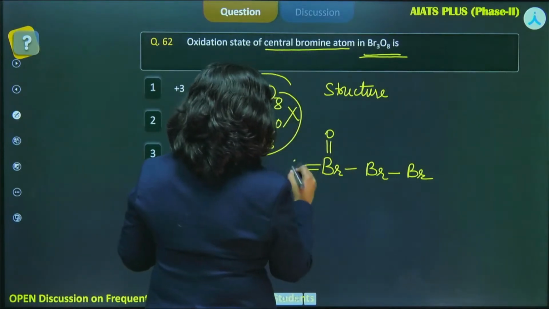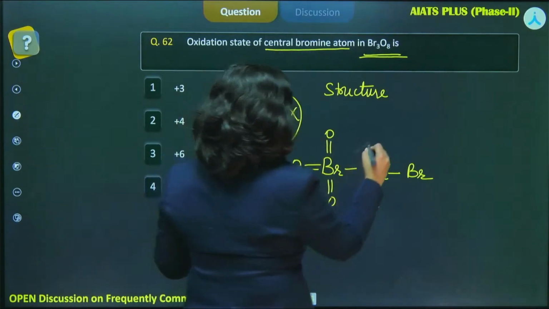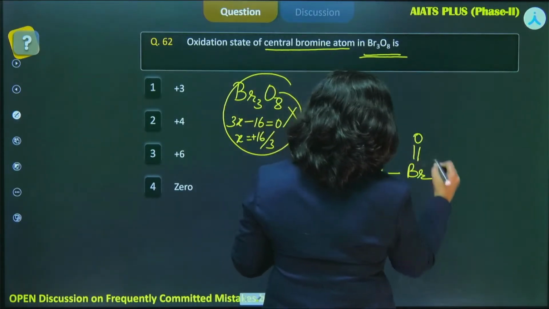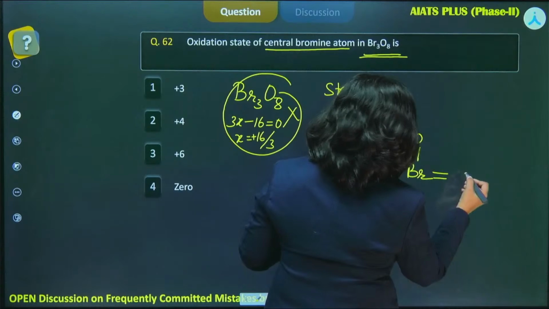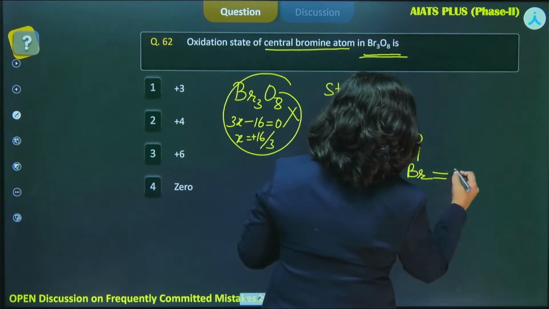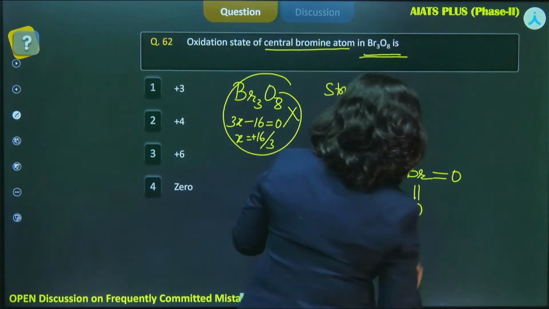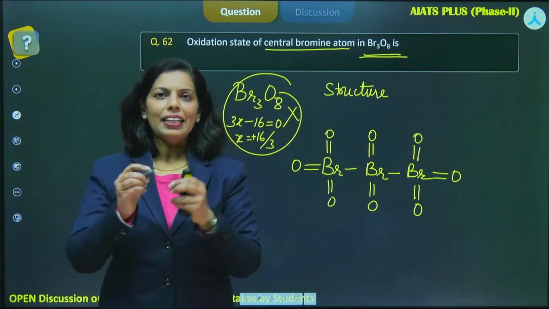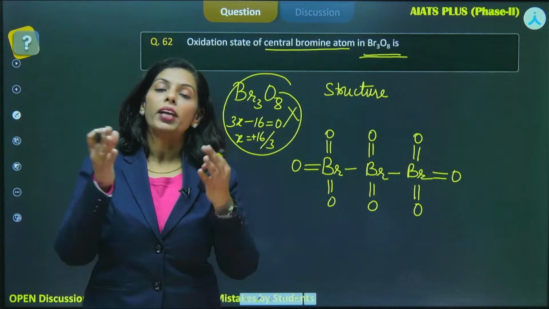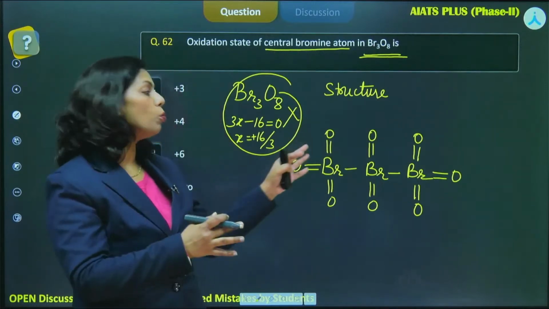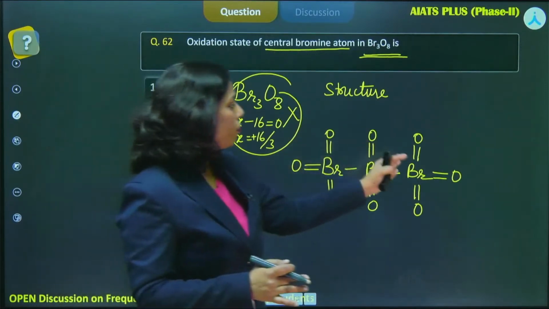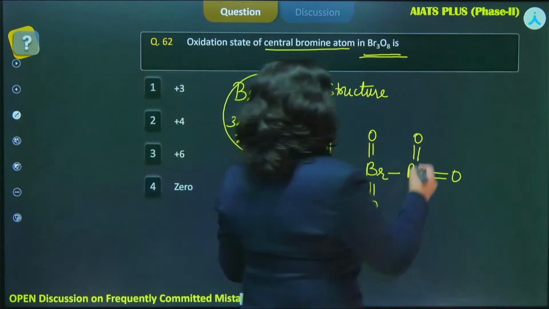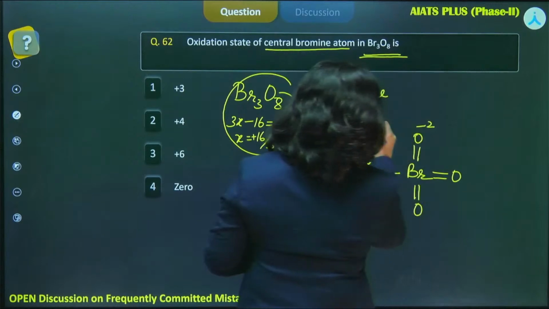And 8 oxygen atoms are also bonded. So this is the structure for tribromo octaoxide, right? Okay. And what is oxidation state? That is basically based on the electronegativity consideration of the 2 bonded atoms. Now if I'm talking about bromine and oxygen, oxygen is more electronegative, right? And here its oxidation state is -2 in all of these species.